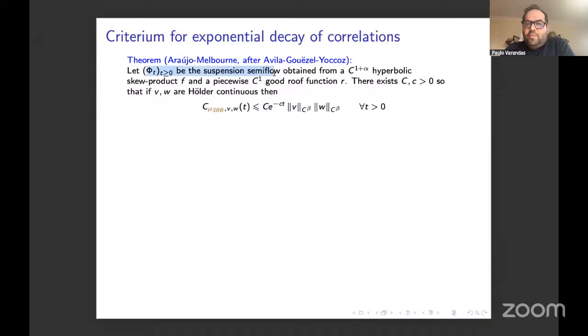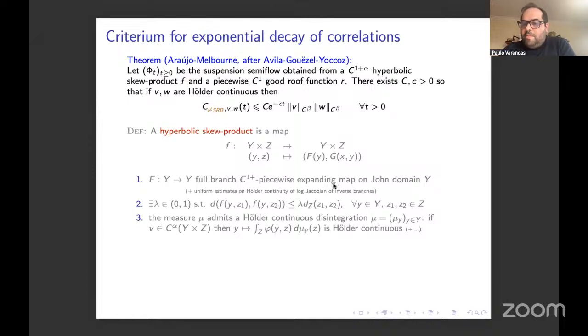Assume that you have a suspension semiflow over a C1 plus alpha hyperbolic skew product and a piecewise C1 good roof function. Then you have exponential decay of correlations. So the base map should have some hyperbolicity and the roof function should be good. Hyperbolicity of the base map means that it can be written in a system of coordinates as a skew product. The first map is a C1 plus alpha piecewise expanding Markov map. The second map has fiber-wise contraction, meaning that if you fix the fiber in the first coordinate, the distance between these points gets contracted exponentially. So you have a uniform contraction on the second coordinate.